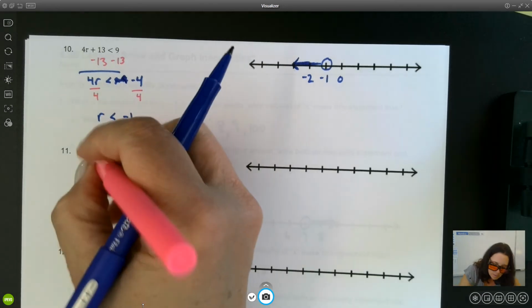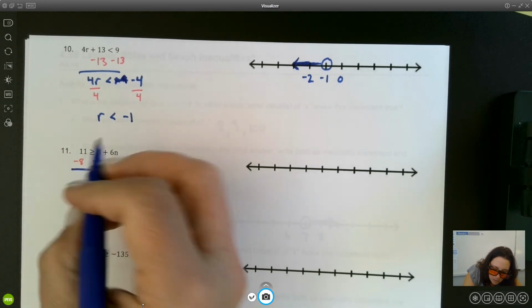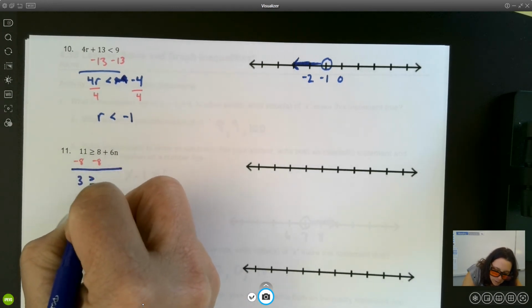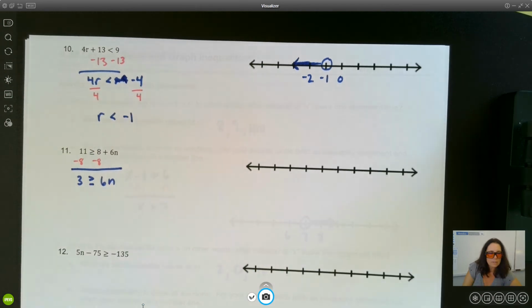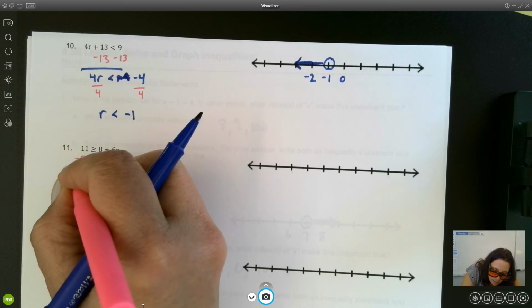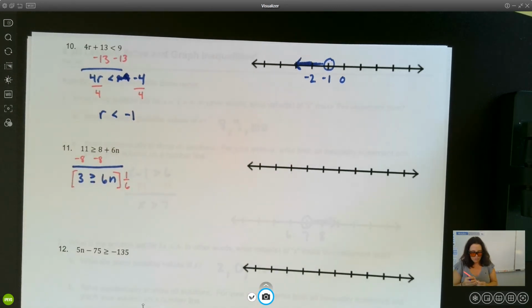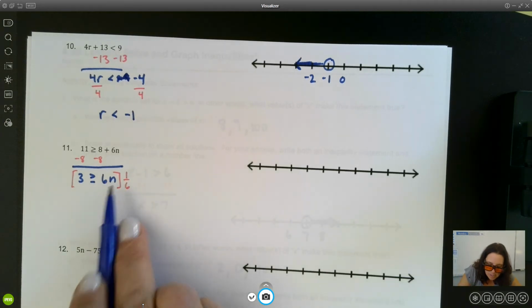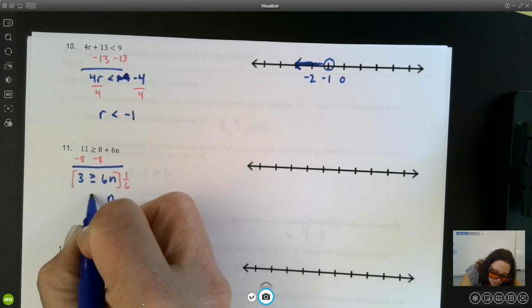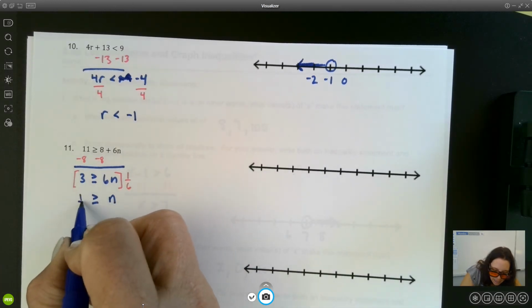Okay, this guy, subtract 8 to start this problem. That would be 3 is greater than or equal to 6n. Divide by 6 or take a sixth. Let me write it like this because I know some of you do it that way. I like to switch on and off so I cover everybody sometimes. A sixth of 6n is 1n. A sixth of 3 is 1/2.